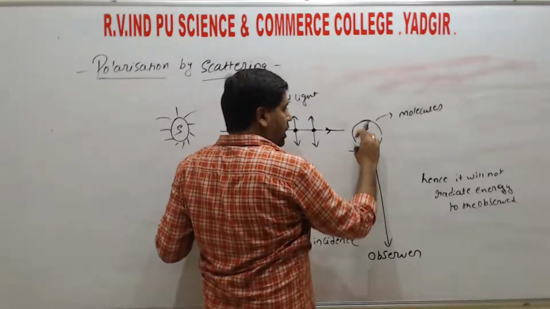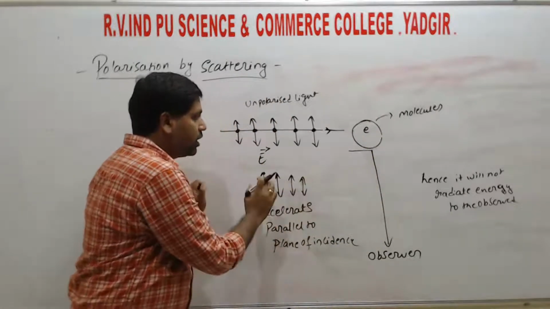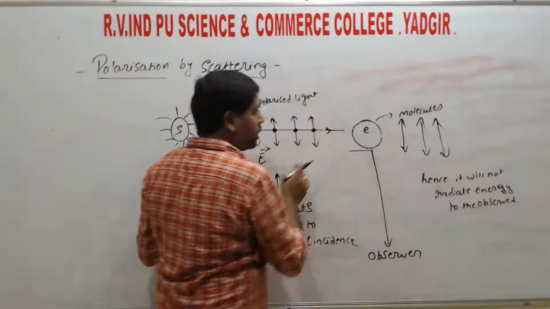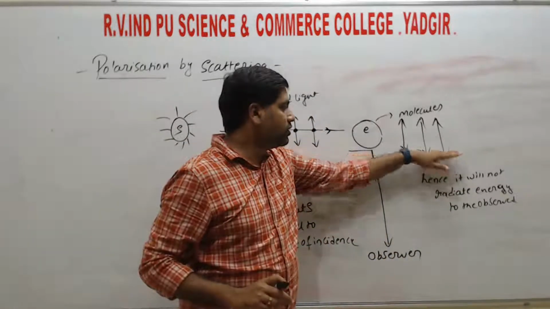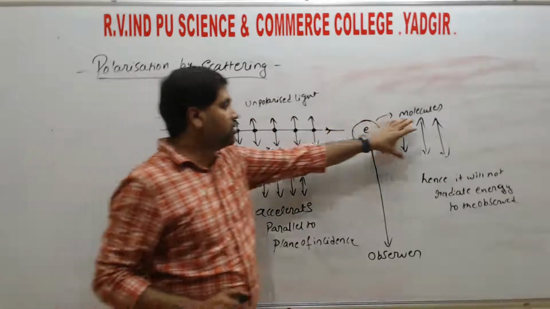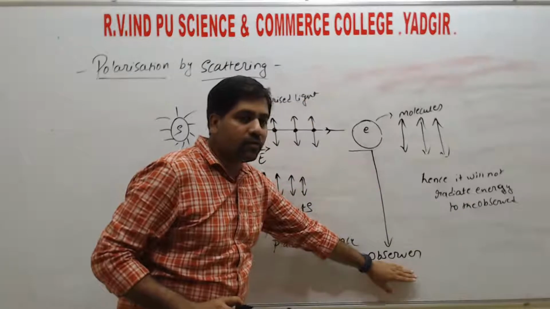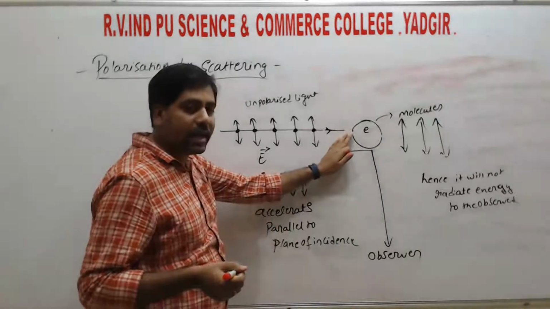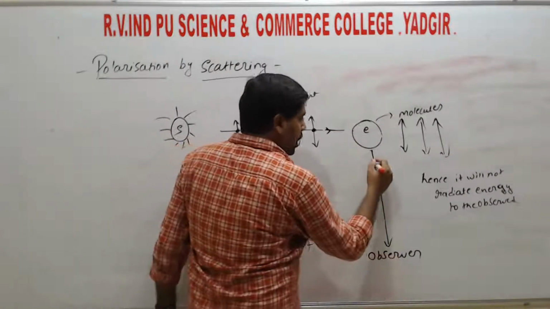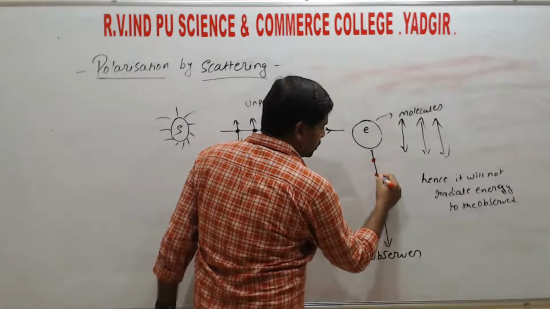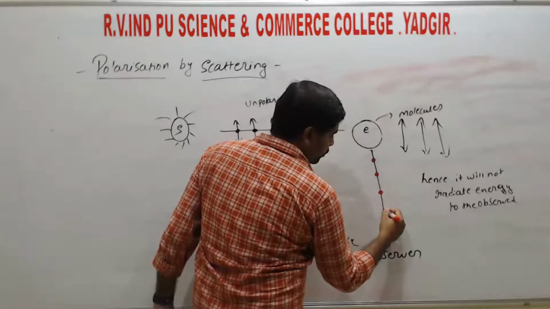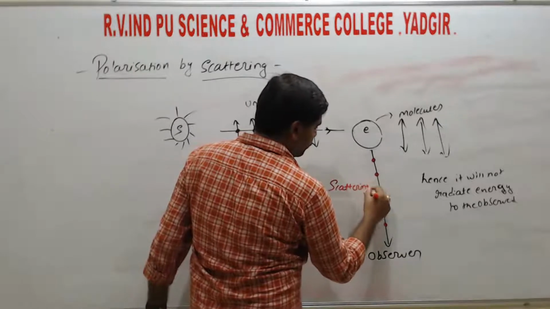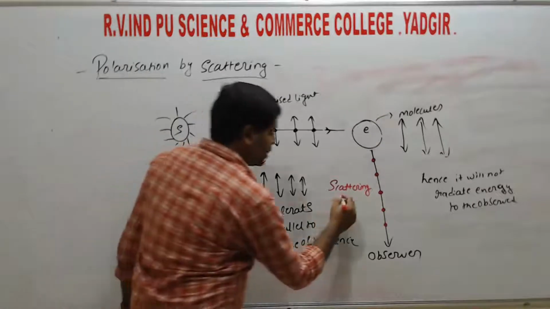So here the electrons acquire the electric vector and it accelerates parallel to the incidence. So if you observe here, these are the vibrations which are parallel to that of the incidence. Hence these do not radiate energy to the observer. Hence the light gets scattered, and in the direction to the observer, that is denoted by dots. So this shows the scattering of sunlight.